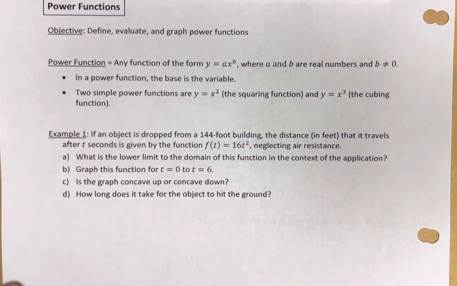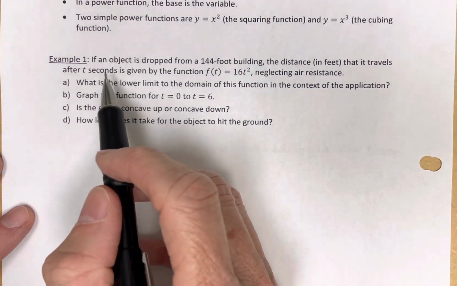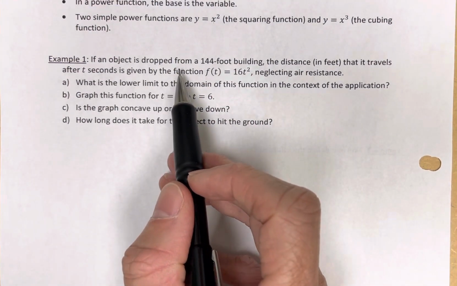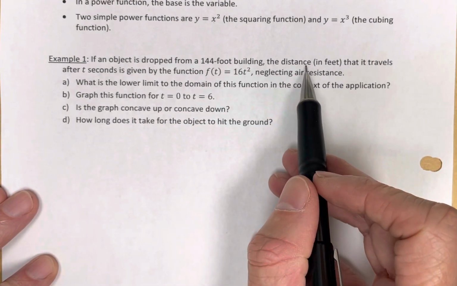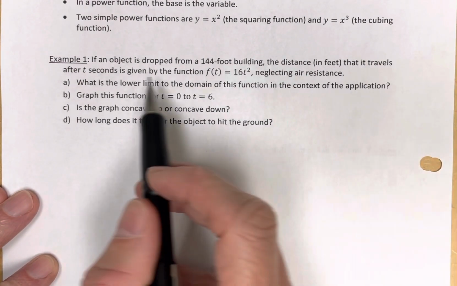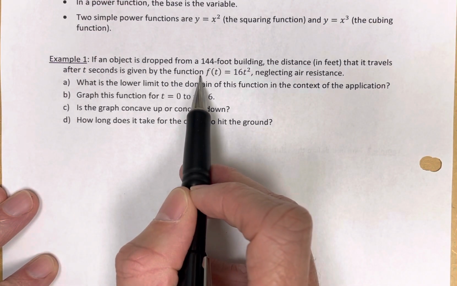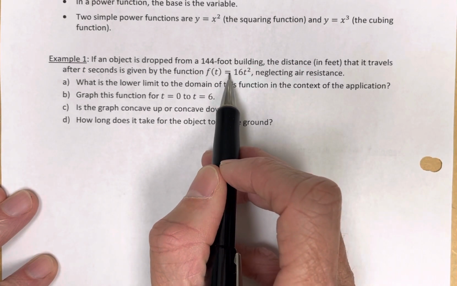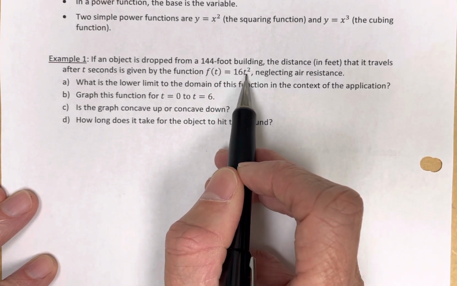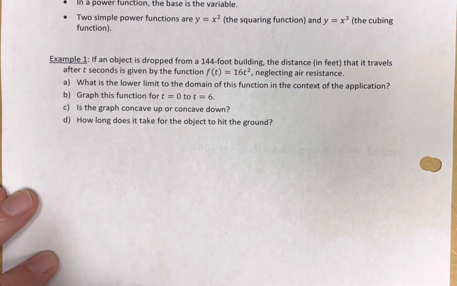So let's take a look at evaluating and graphing power functions. If an object is dropped from a 144-foot building, the distance in feet that it travels after t seconds is given by the function f of t, which is the distance, is equal to 16 times the number of seconds squared, and we're ignoring air resistance for these problems.